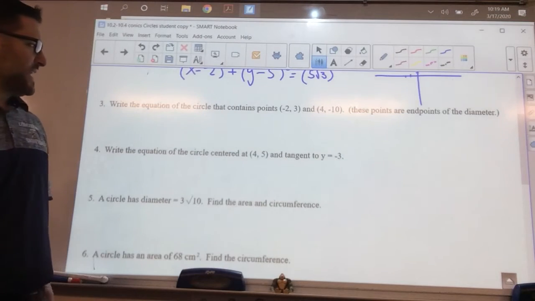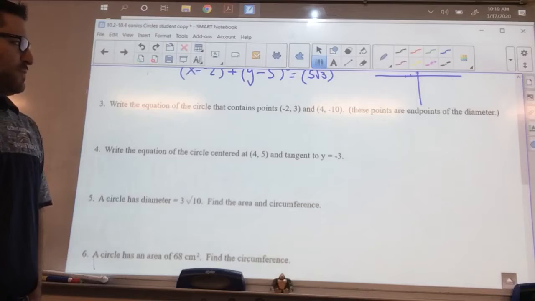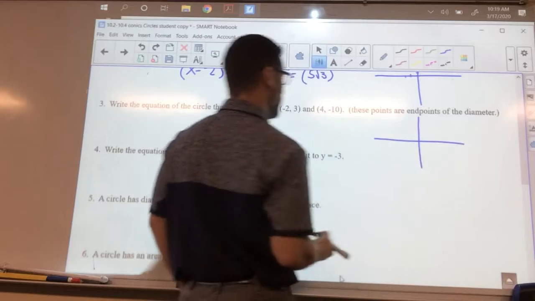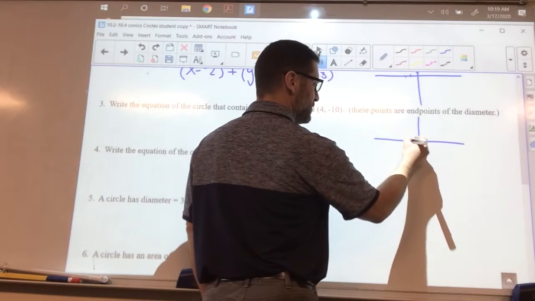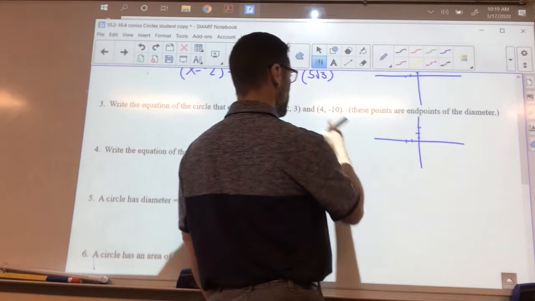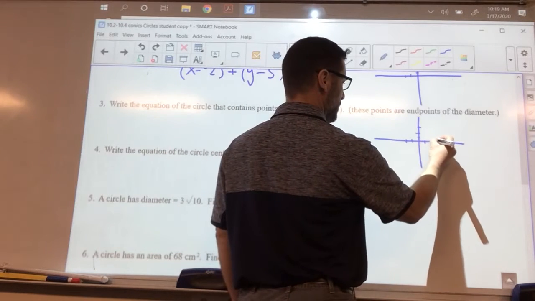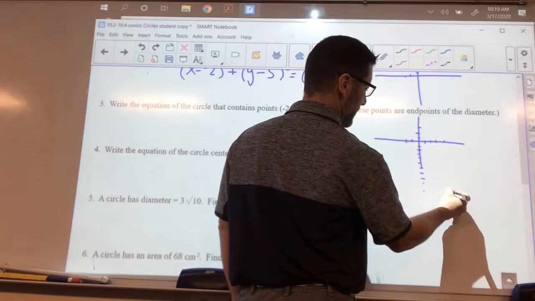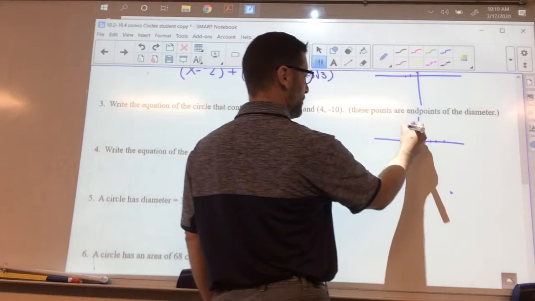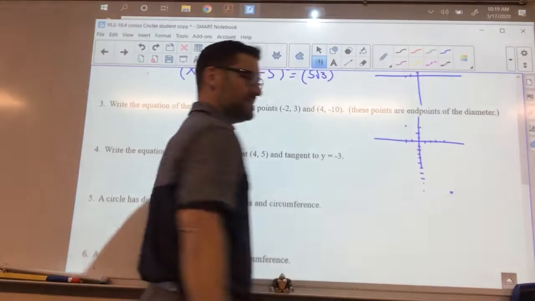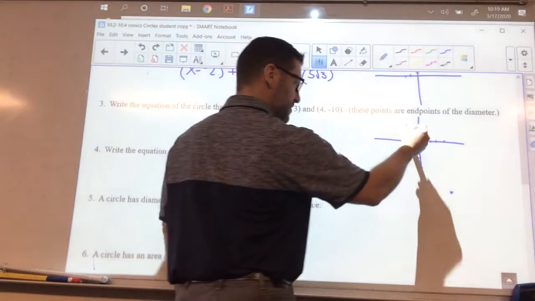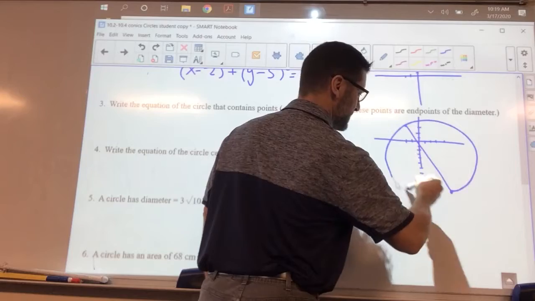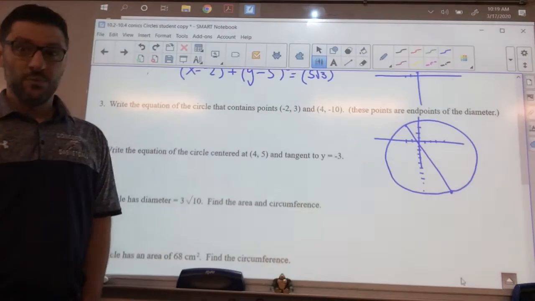Write the equation of a circle that contains points -2, 3, and 4, -10. This is one of the harder problems. This one I usually put on the chapter test. So I'm at -2 and up 1, 2, 3. And I'm at 4, -10, so 1, 2, 3, 4, and then down 1, 2, 3, 4, 5, 6, 7, 8, 9, 10. So I have a dot there, a -2, 3, a dot there. And what it says is these are endpoints of the diameter. So if I was to draw the diameter in, I would have a circle that looks something like this. Okay? And I want the equation of that.